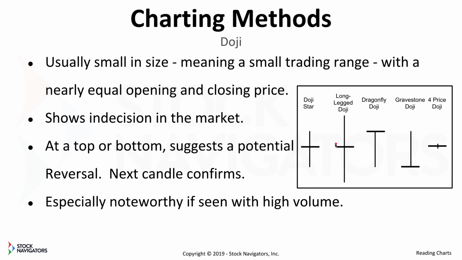Now, these dojis are particularly important if you see them with very high volume. We're going to talk about volume in a little bit. But when you see high volume and a doji, it just means that there is a major fight going on, and there's a lot of participation in this fight between the bulls and the bears. And whoever is going to win is probably going to win with some power behind them. So you want to be prepared for the next candle to get on board with whichever direction wins the fight.